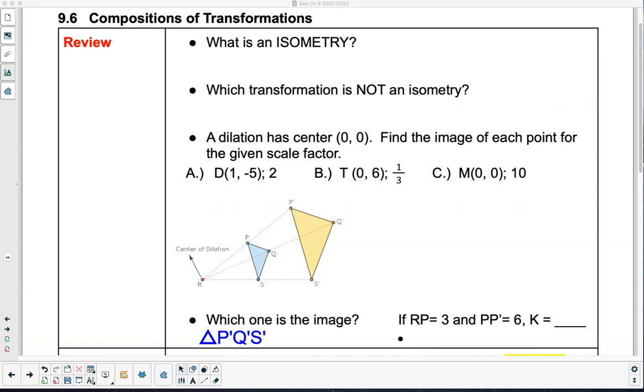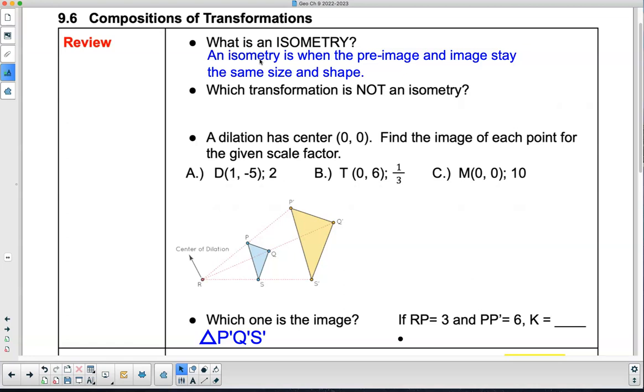So we have a review here for what is an isometry. And we've gone through this a few times. An isometry is when the pre-image and image stay the same size and shape. Keep that in mind. Which transformation's not an isometry?